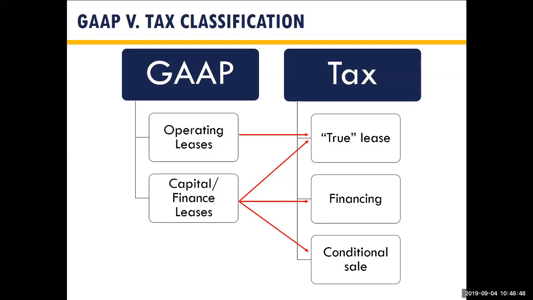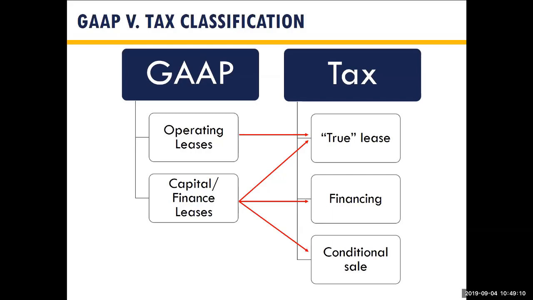In the tax world, the only kind of lease that we have is a true lease. This is going to be consistent with an operating lease for financial accounting purposes, in that the lessee only receives the right of use of the asset. They do not have ownership of the underlying asset.